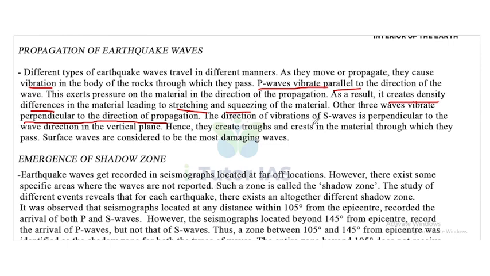The direction of vibrations of S waves is perpendicular to the wave direction in the vertical plane. Hence, they create troughs and crests in the material through which they pass. Surface waves are considered to be the most damaging waves, as we already discussed.